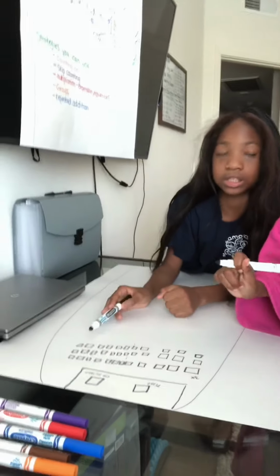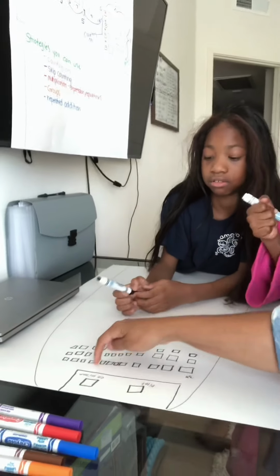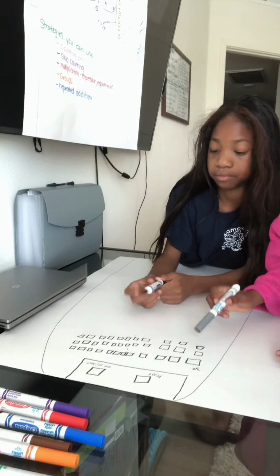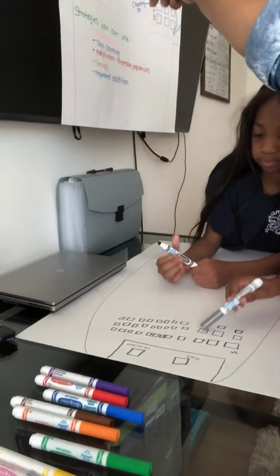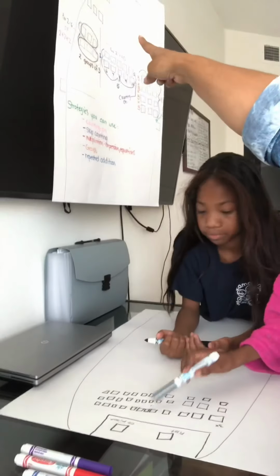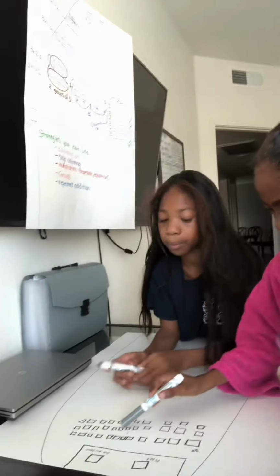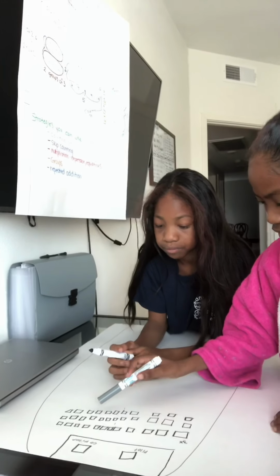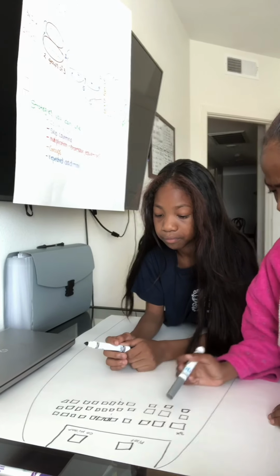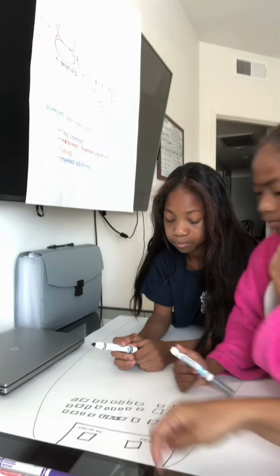You can also divide it. You can draw a line to divide your groups. You can circle them. Remember, I made groups up here. So you can also group them. We don't want to count one by one.